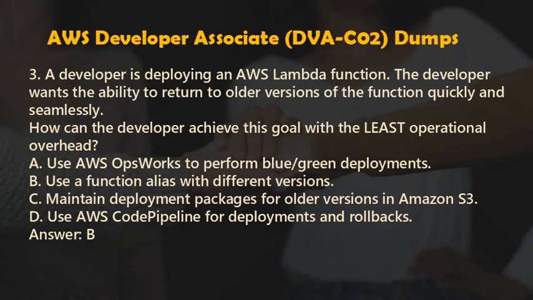A. Use AWS OpsWorks to perform blue-green deployments. B. Use a function alias with different versions. C. Maintain deployment packages for older versions in Amazon S3. D. Use AWS CodePipeline for deployments and rollbacks. Answer: B.